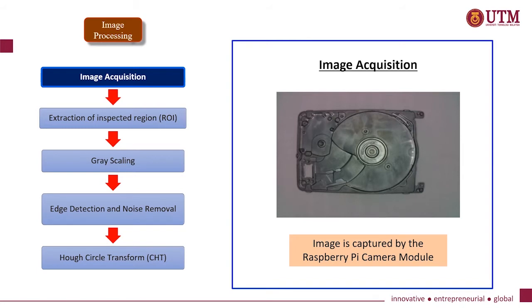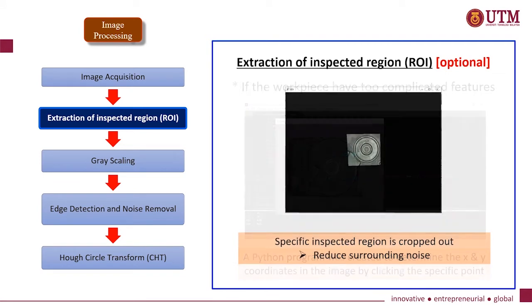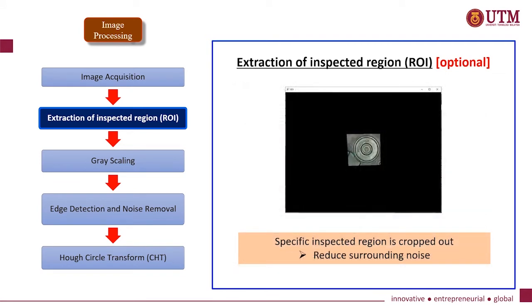Next, how is the circle diameter of the target workpiece detected by the system? These are the image processing steps. First, the image is captured using the Raspberry Pi camera module. Then, if the workpiece has too complicated features, for example the HDD base plate, we apply the ROI method to extract the inspected region. First, we determine the X and Y coordinates by clicking specific points in this created program. Then we use the coordinates to crop out the specific inspected region as shown in the image. This is to reduce the surrounding noise.